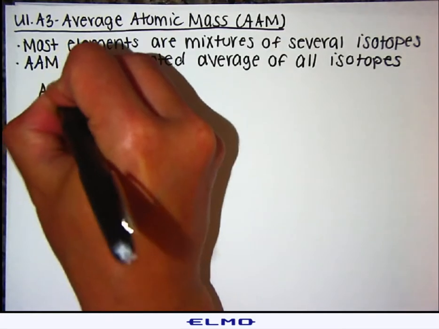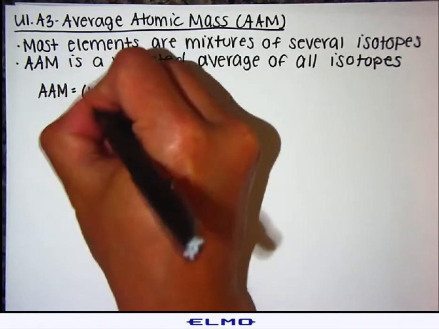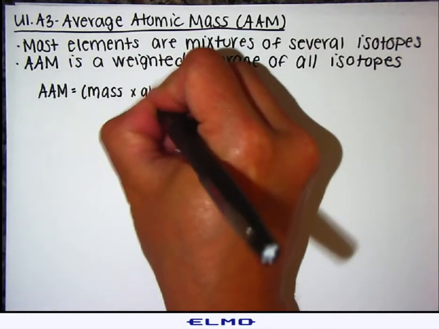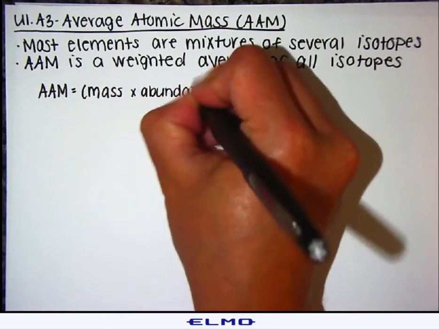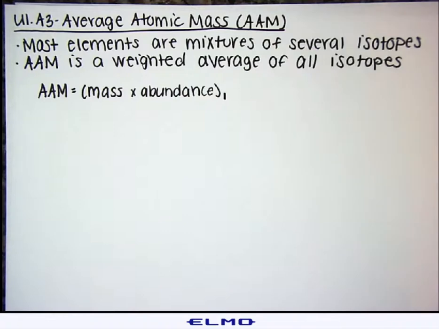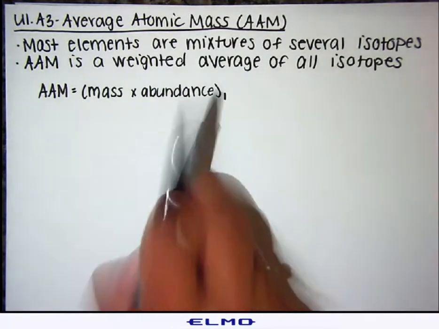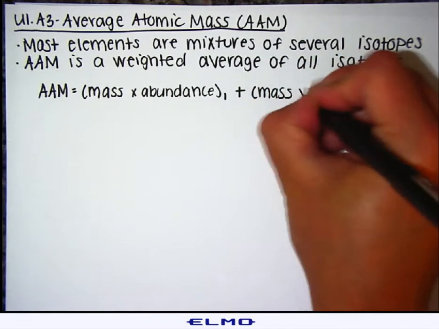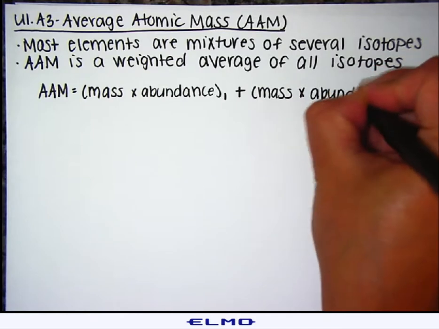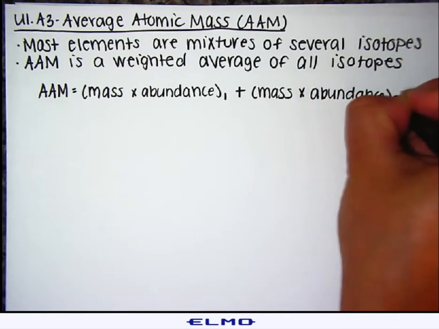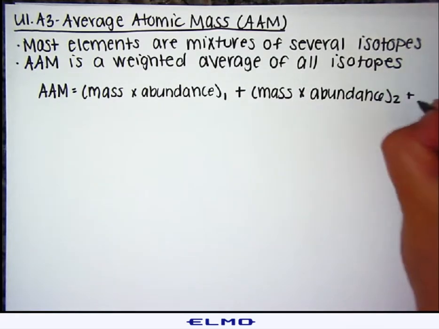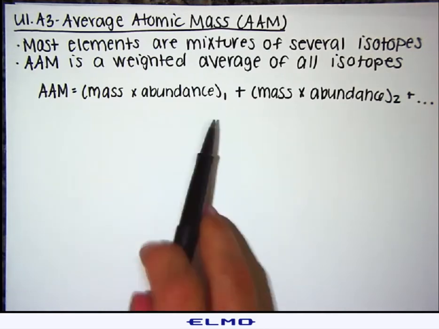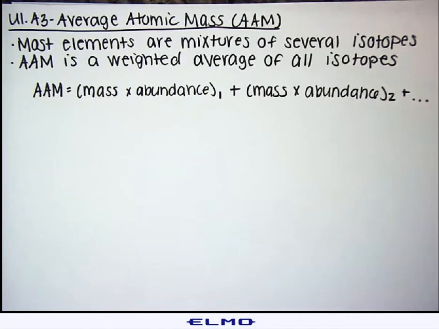The equation for average atomic mass. We are going to take the mass of the first isotope and multiply it by its abundance. So this number 1 is just telling me that's the first isotope. And then we are going to add that to the mass times the abundance of the second isotope. And we are going to do this for every isotope of an element. If there are 3 isotopes, we do this 3 times. If there's 5 isotopes, we do it 5 times.